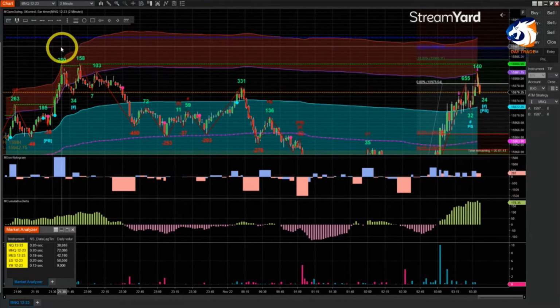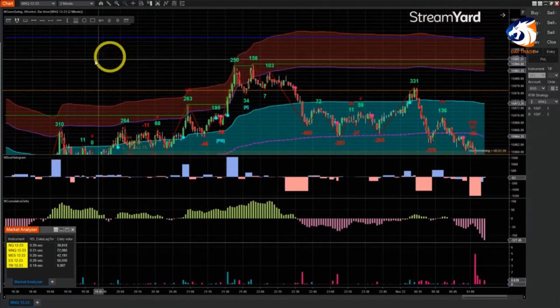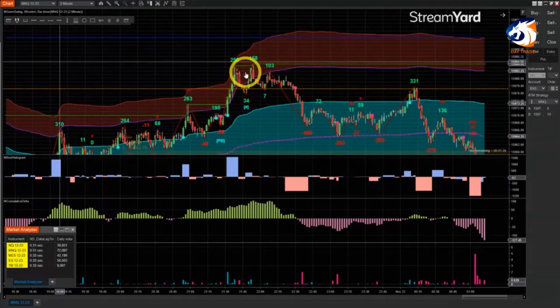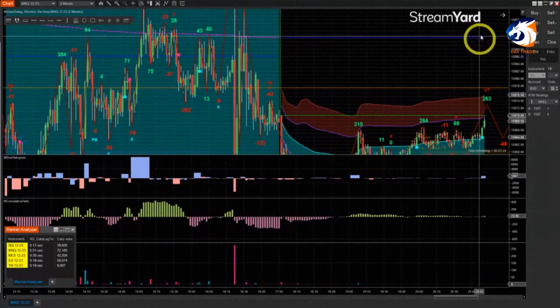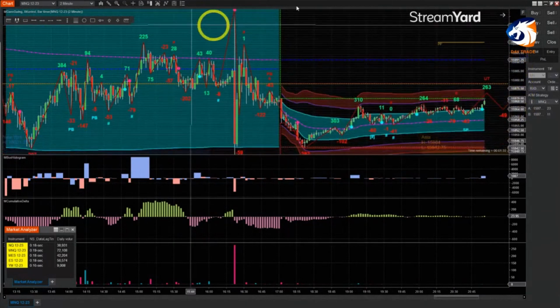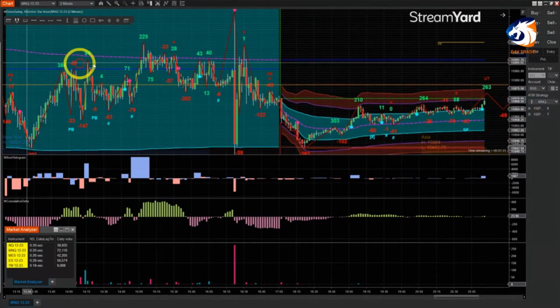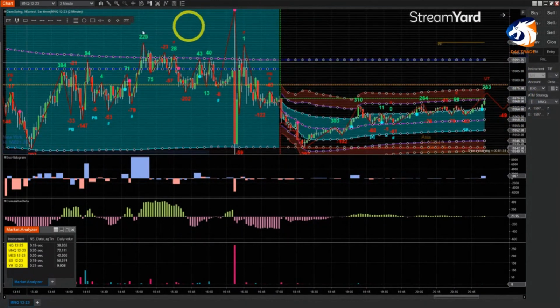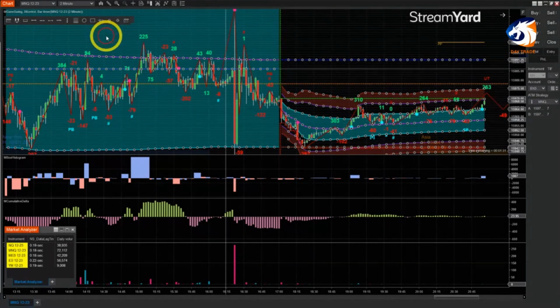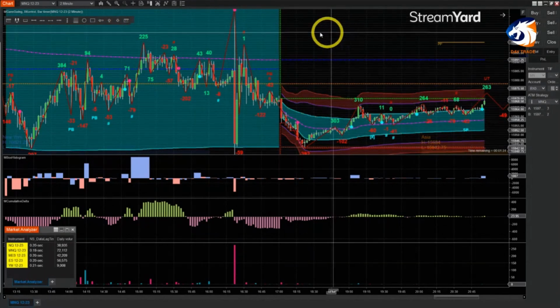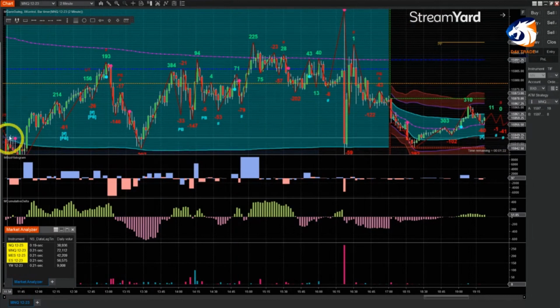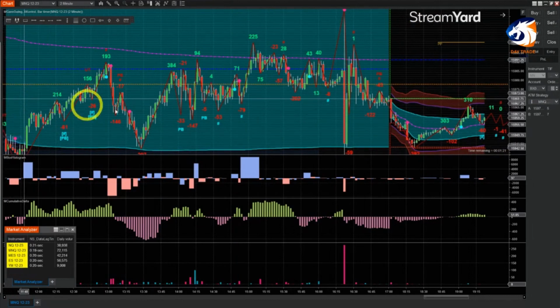So what happened yesterday's morning session, you can see here, we had the big move to the downside. And after that, and this is M&Q, right? It pretty much just was in a range. And that range is between the plus one and minus one deviation. And you could have got a move there.